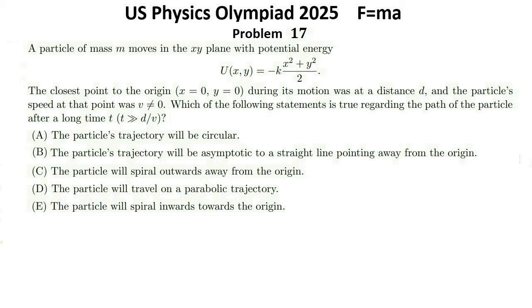Problem 17. A particle of mass m moves in the xy plane with potential energy U(x,y) equal to negative k(x squared plus y squared) over 2. The closest point to the origin, x equals 0 and y equals 0, during its motion was at a distance d, and the particle's speed at that point was v0. Which of the following statements is true regarding the path of the particle after a long time t much greater than d over v0?